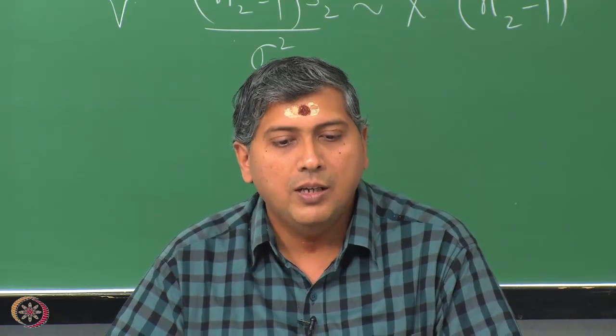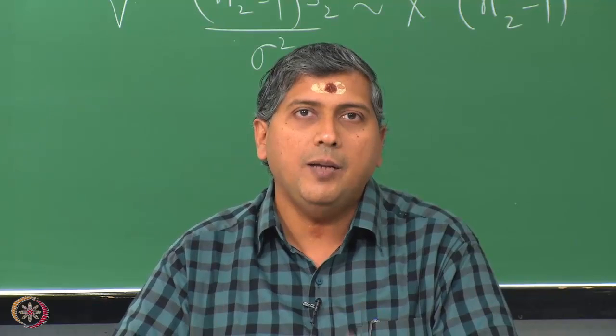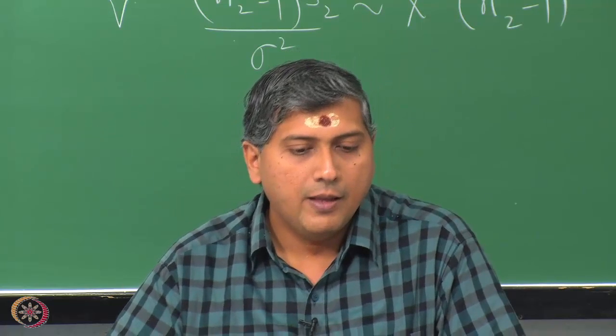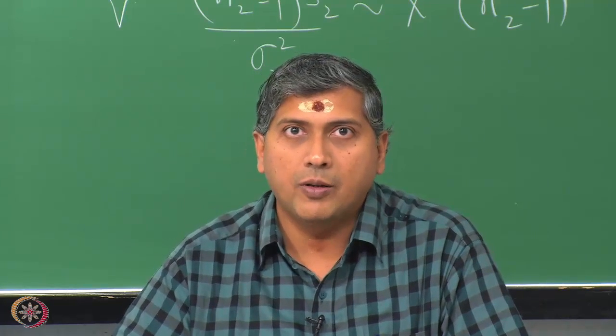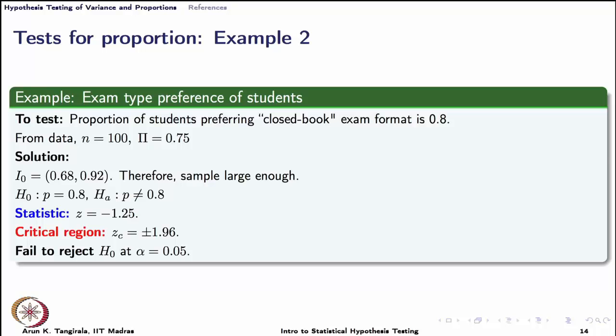All right. So, let us now move to the second example, where we are looking at an exam type preference of students, and what we want to test is that the proportion of students preferring a closed book exam format is 0.8. Here we are not asking whether more than 80% or less than 80% prefer it. We just want to test the hypothesis that 80% of the students prefer closed book exams on a campus. I have taken this example from the book by Ogunnaike, and from the data you can compute the proportion. It turns out to be 0.75.